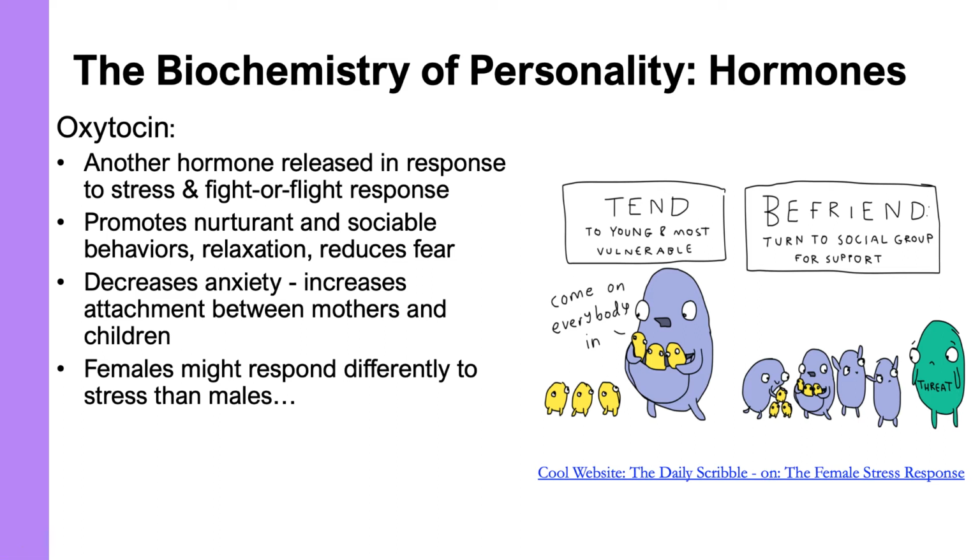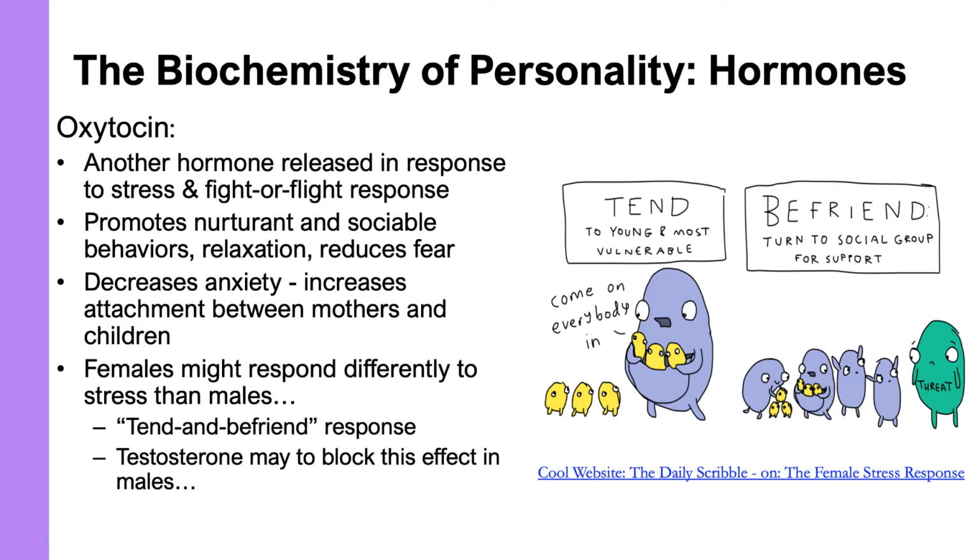Okay, so I mentioned how oxytocin may be the reason why women sometimes respond differently to stress in a fight or flight situation than males do. Some research has suggested that the reason why oxytocin doesn't work with males is that their levels of testosterone, which are frequently 8 to 10 times higher in males than females, may block the effect of oxytocin, this tend and befriend effect. But that is definitely not a firm conclusion. That is something that is still being tested quite a bit. Also, oxytocin has been associated with higher levels of empathy, particularly for women.